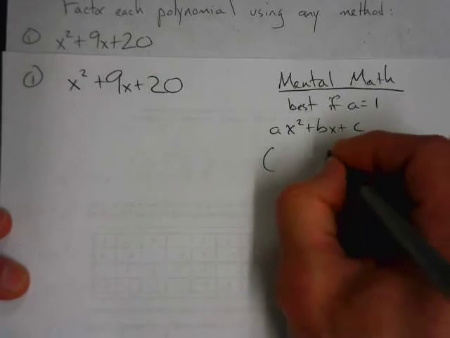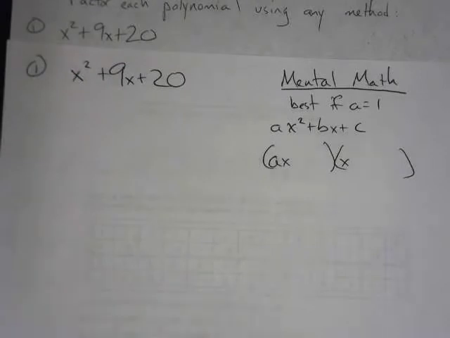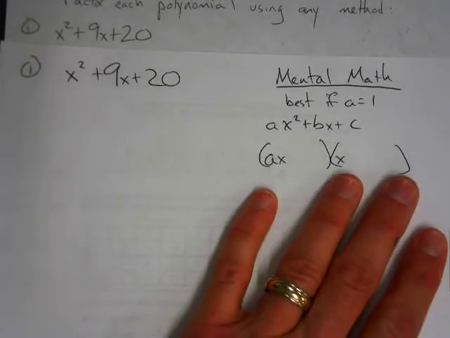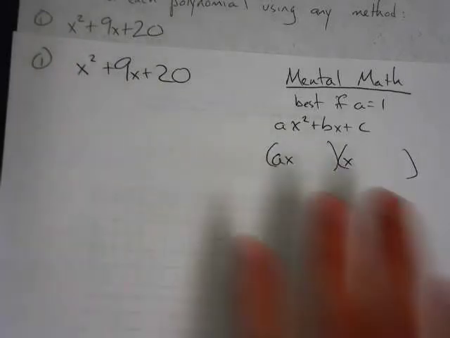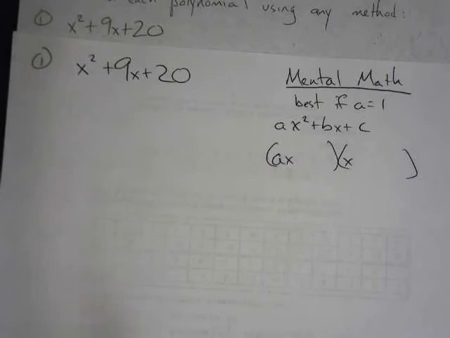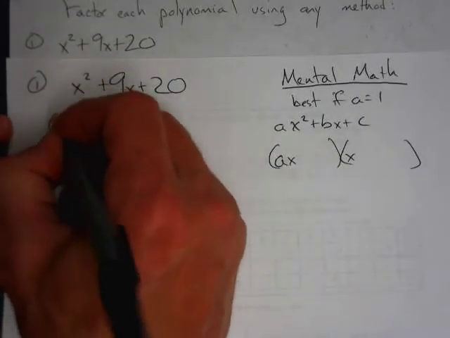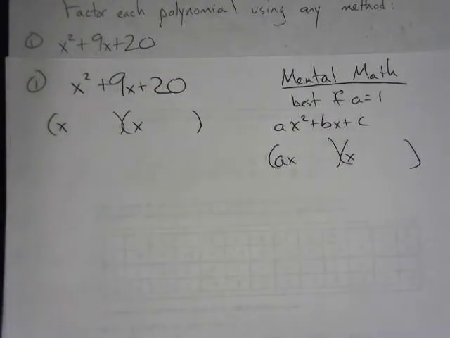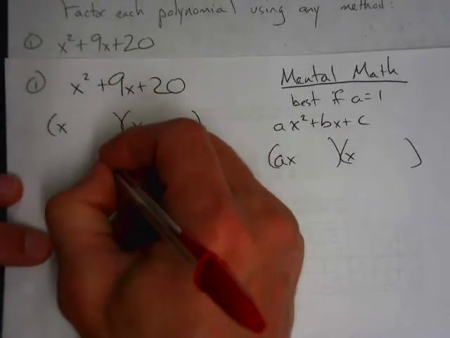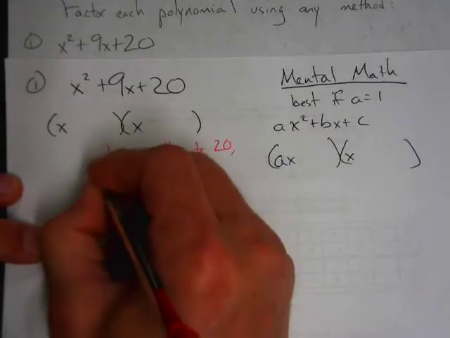If a is equal to 1, we simply set up x times x, and then we just start using mental math. What can we do to multiply to get c but add as if it's b? It comes with practice. It's a think aloud. So if I use a mental math method for number 1, I would set this up first, and the think aloud becomes: what multiplies to 20 but adds to 9?